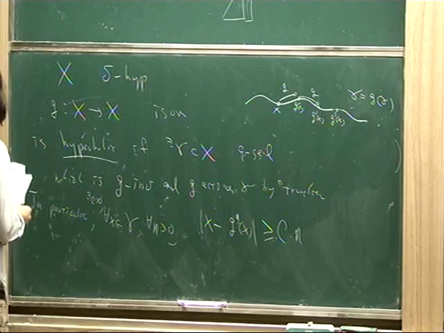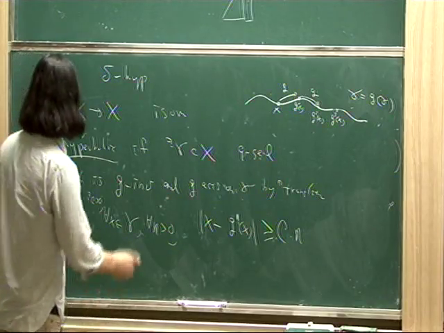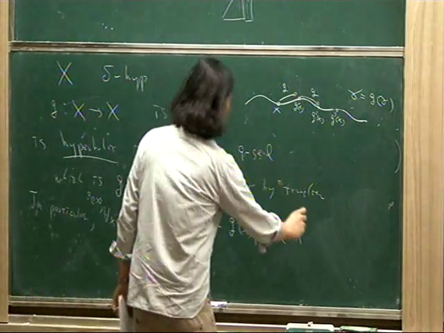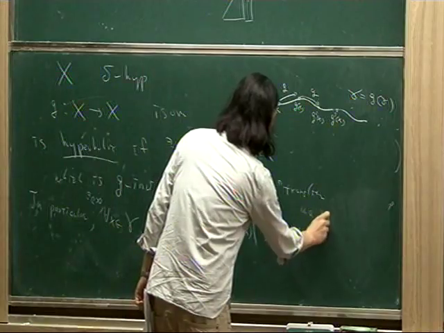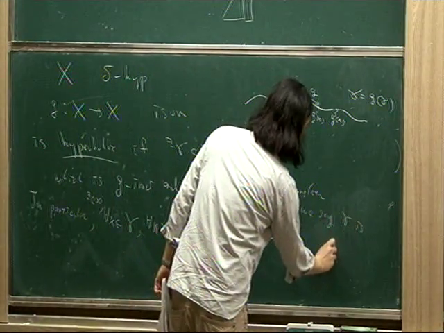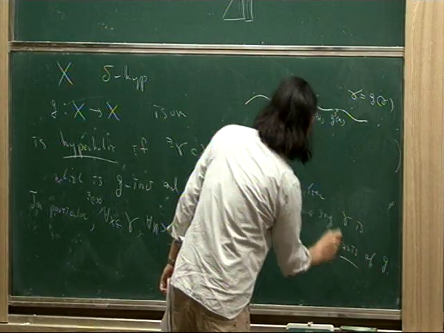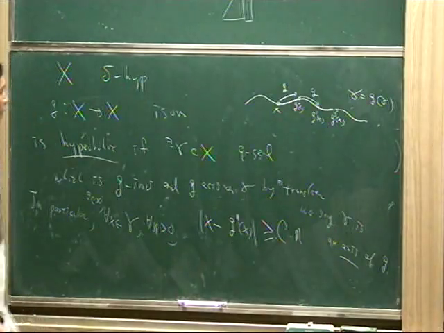Okay, so this is the definition of hyperbolic isometry, and we say this gamma is an axis of G. Okay?